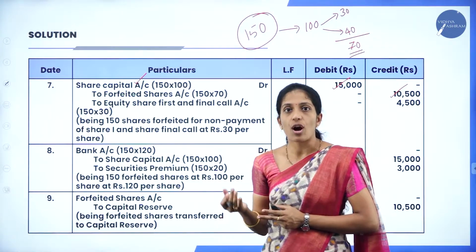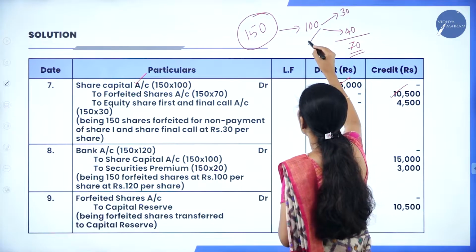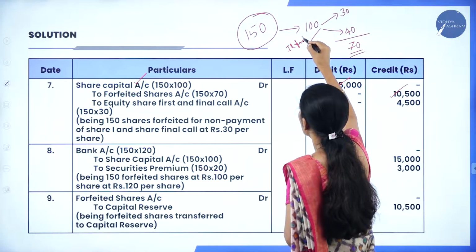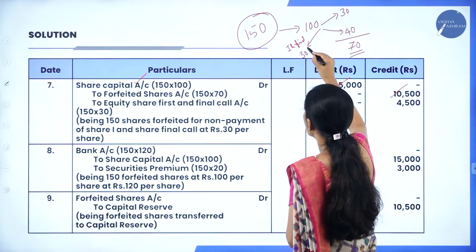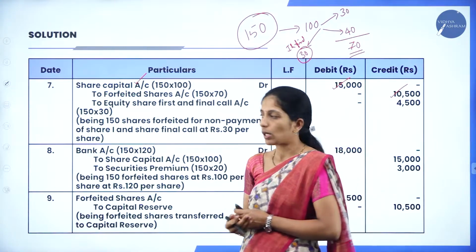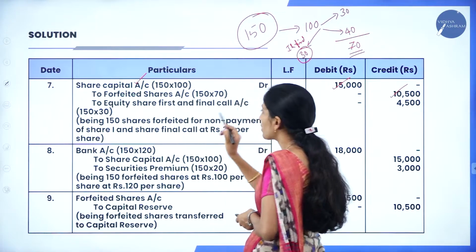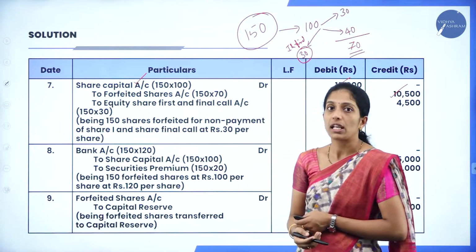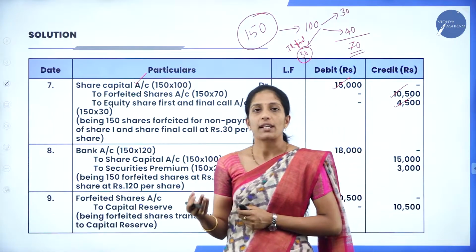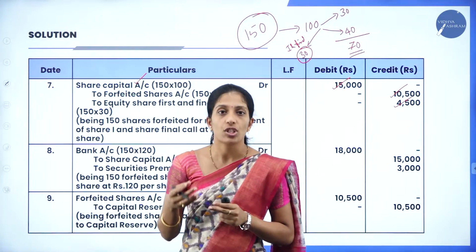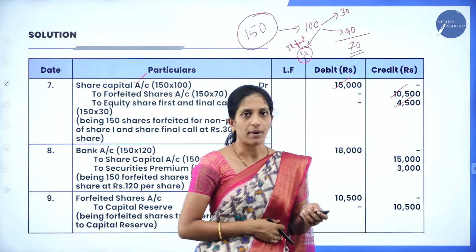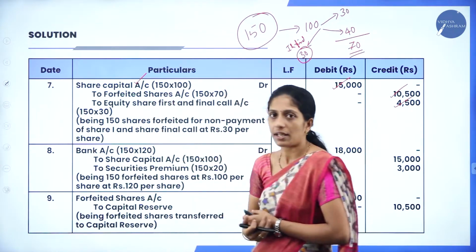How much have they not received? They have not received on call. Correct? They have not received on first and final call. How many rupees? That is 30. So this will be transferred to equity share first and final call account. So equity share first and final call 150 into 30. That is 4,500. So how can you write the narration? Being 150 shares forfeited for not paying first and final call money. So this will be the narration.